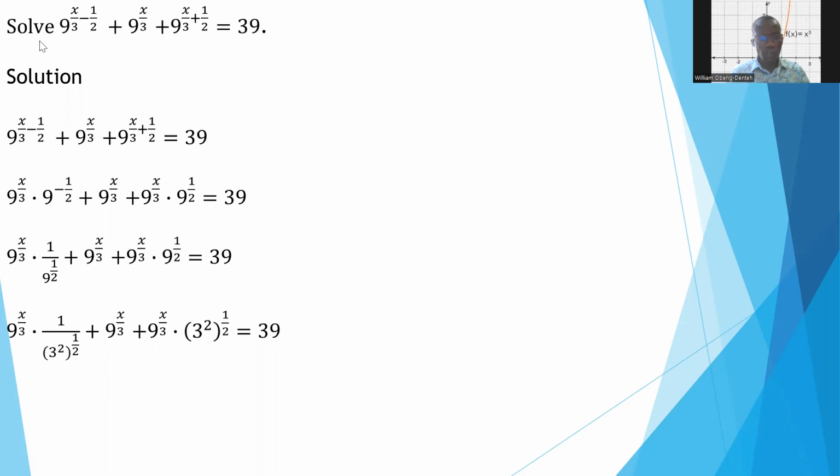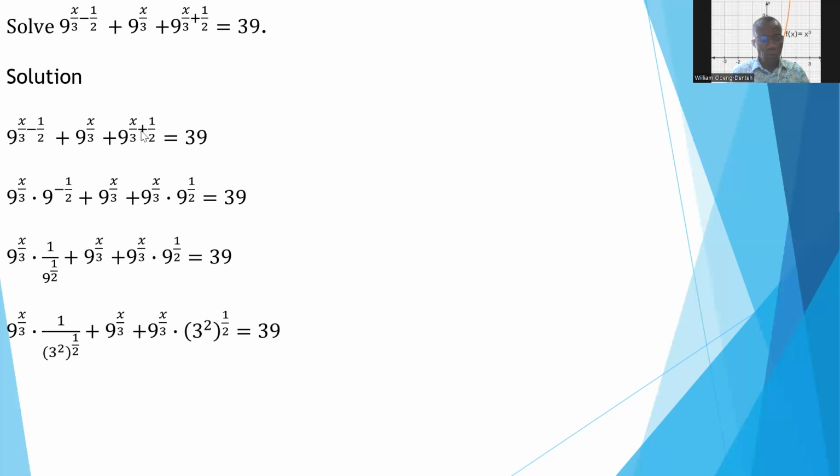The question says, solve the whole of this expression. So it means we are solving for x, and it's in the form of indices. So we start with our expression. The next step is to rewrite this in terms of the original expression. So write 9 raised to the power x on 3 times 9 raised to the power negative half. We normally add the indices because they have the same base. Then we have our 9 raised to the power x on 3.